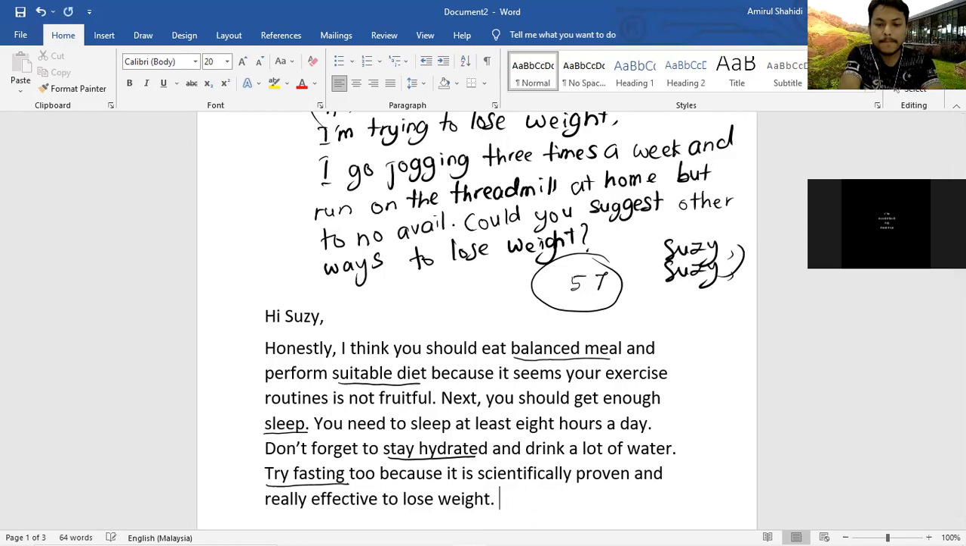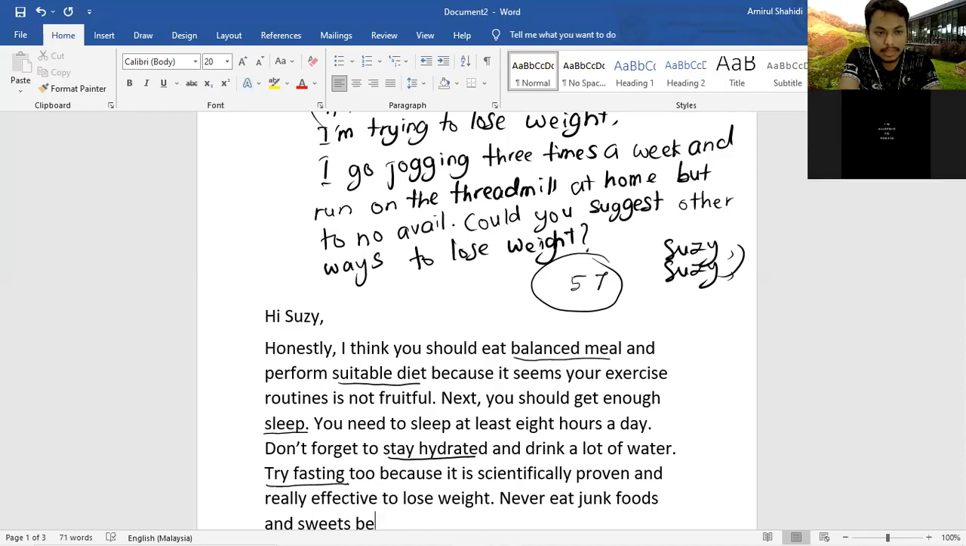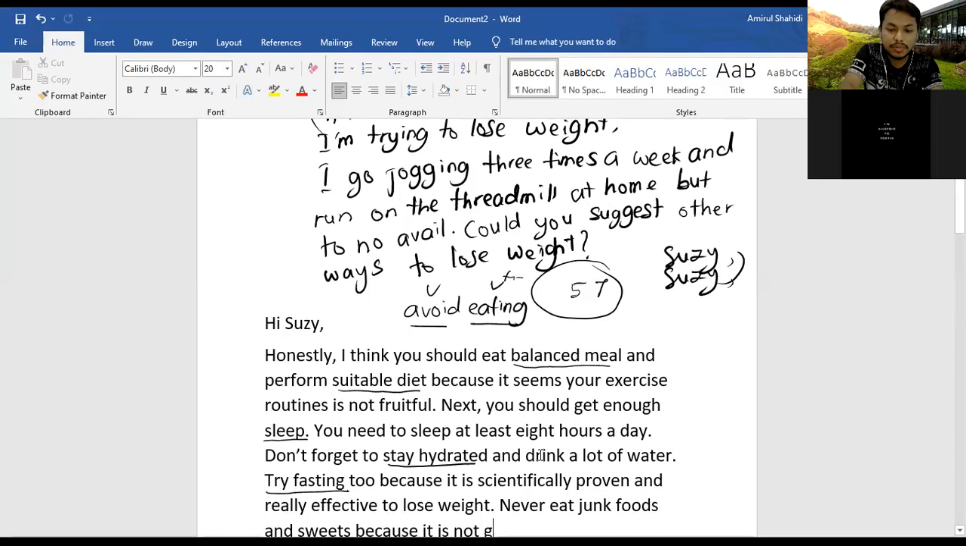Apa lagi? Never eat junk foods and sweets. Yes. Ada soalan? Never eat junk foods and sweets. Junk food itulah makanan ringan. Letak S ya, junk foods and sweets because it is not good. Avoid. Boleh juga letak avoid. Avoid eating. Dia jadi gerund kat sini sebab ada verb, jadi tambah ing. Avoid eating. Avoid tu elak. Never eat junk foods and sweets because it is not good for you.